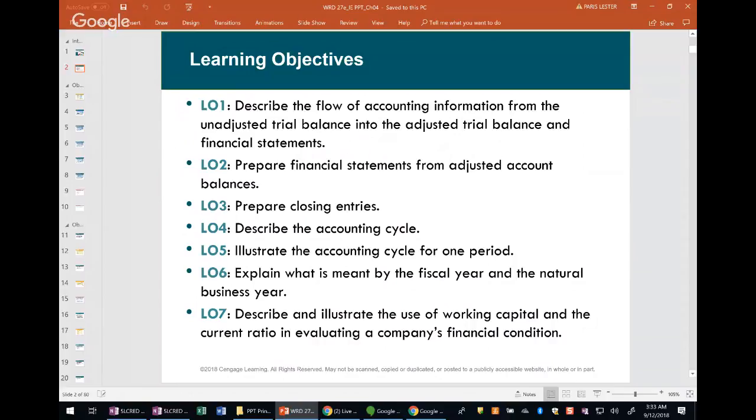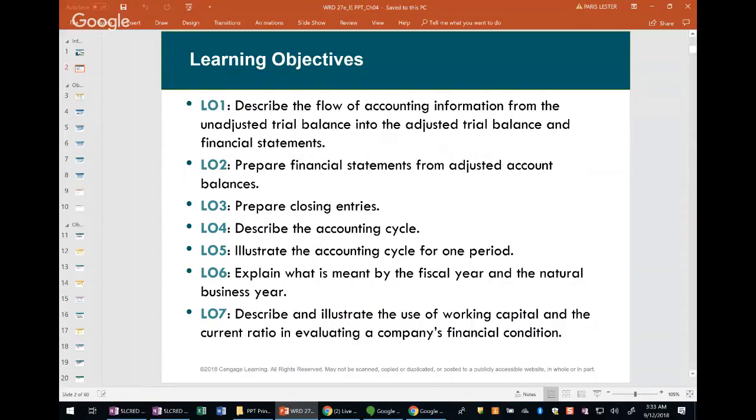All right. What would you do second? You would post. What would you do third? You do an unadjusted trial balance. What would you do fourth? You do the adjustment. Come up with an adjusted trial balance. Now that's where we are through chapter 3. And then the financial statements come in there. Now we can take the financial statements from the adjusted trial balance. And then there's one more set of entries that we have to study.